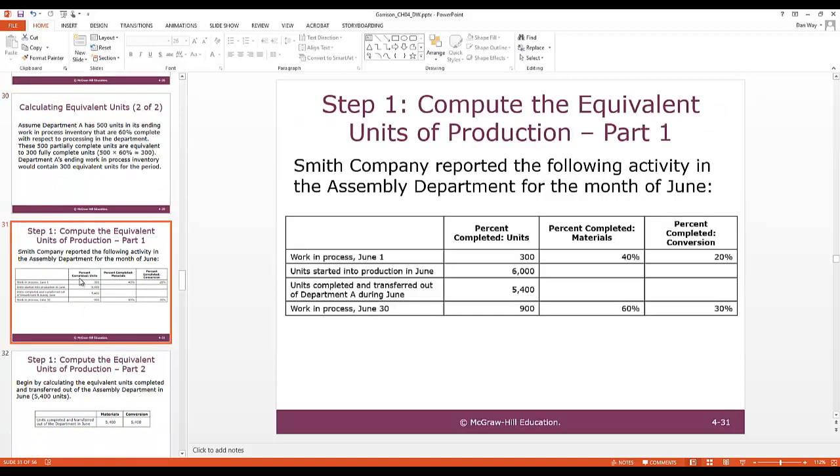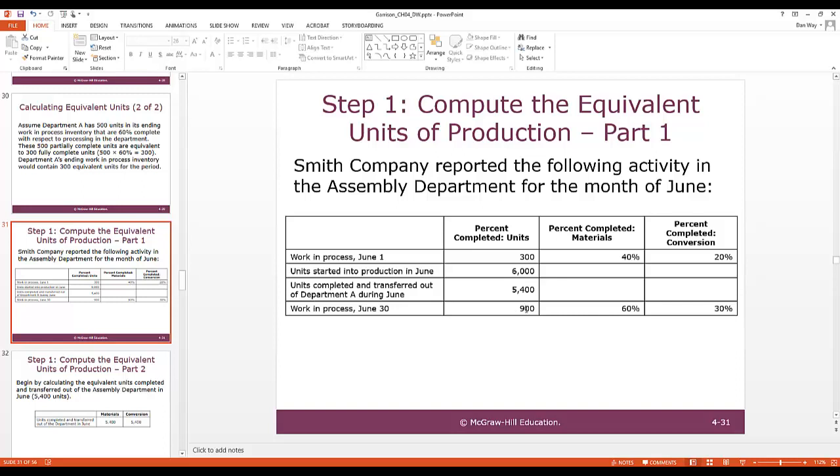So let's look at an example of that. So let's assume Smith Company reported the following activity in the assembly department for the month of June. So we had 300 units in beginning work in process. They were 40% complete with respect to materials and 20% complete with respect to conversion. We started 6,000 units into production in June. We completed and transferred out 5,400 units in the same month of June. And so we have a total of 900 physical units in ending work in process.